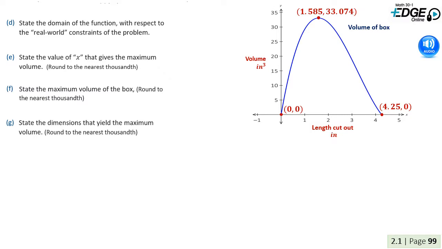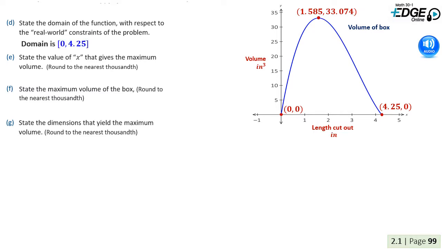This question is made much easier by good habits. And one of those habits is labeling our diagrams. You'll notice here that I've labeled the x-axis as length cut out and have included the units of centimeters, given that length is a linear measure of degree 1. And on the y-axis, I've labeled volume with centimeters cubed, given that volume is a cubic measurement of degree 3. That means later when I'm referring to my values, like the 1.585 and the 33.1, I'll know what their units are. So here, we can state our domain as being between 0 and 4.25.